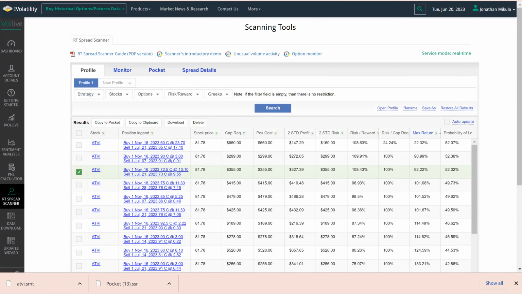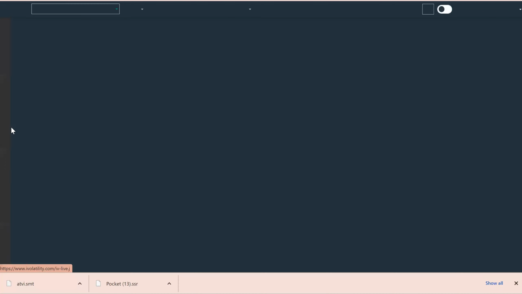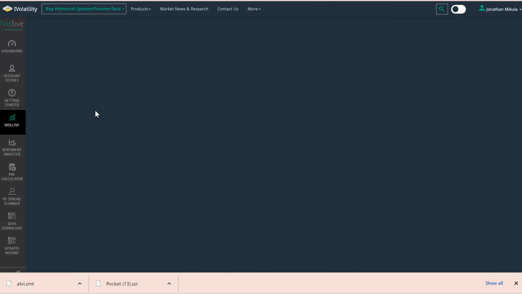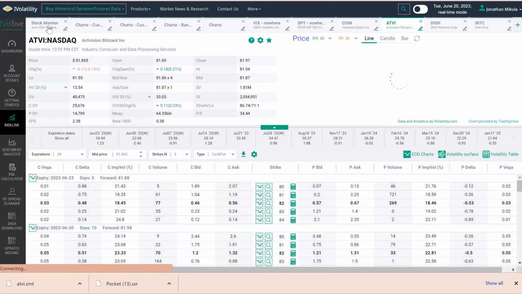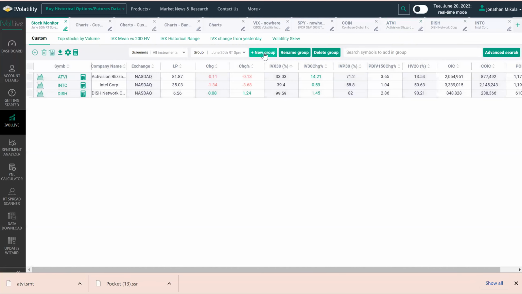And then if we come over to IVolLive, we also have our custom group that we created today just by running a couple simple scans, nothing too crazy. We created this new group here. We titled it June 20th real-time spread scanner. We hit save. And then we added the three that stood out to us.